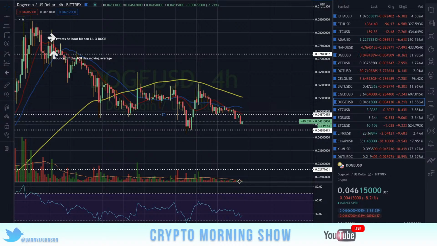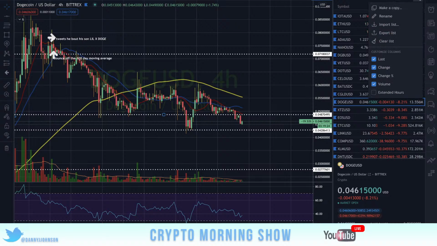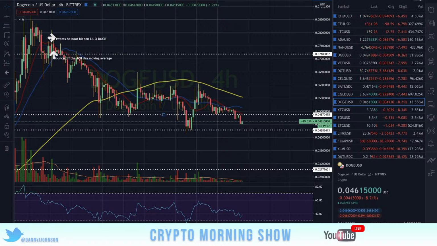And for Doge to trade 13.556 million is pretty low. As you can see, by the way, I did add the volume indicator to my favorites list, and you do that by going up here at the top. I think you can see that maybe there's an ellipse on the far right hand corner. You just click that ellipse and you can check which things you want in there. So I have symbol, last trade price, change percent, and volume on my list.